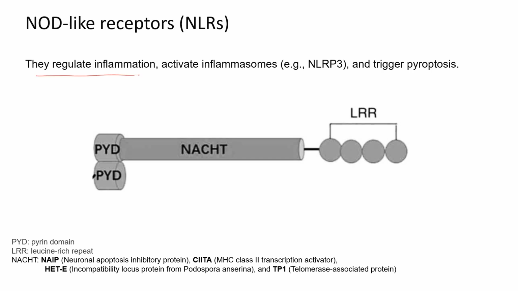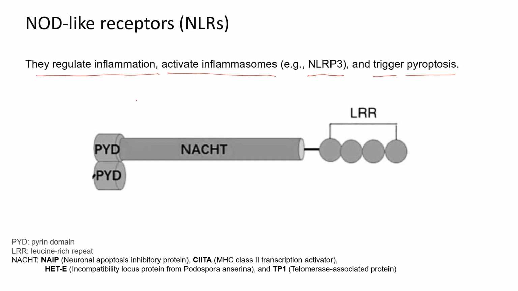So, they can regulate inflammation, activate inflammasomes, which we discussed in the last class, by this NLRP3, and trigger a very unique phenomenon called pyroptosis. We have discussed necrosis, we have discussed apoptosis. This is specifically pyroptosis. This is also a programmed cell death like apoptosis, but the activation of pyroptosis is slightly different as compared to apoptosis. So, we will see in detail a little later.